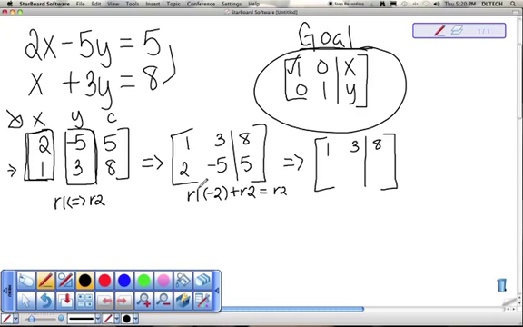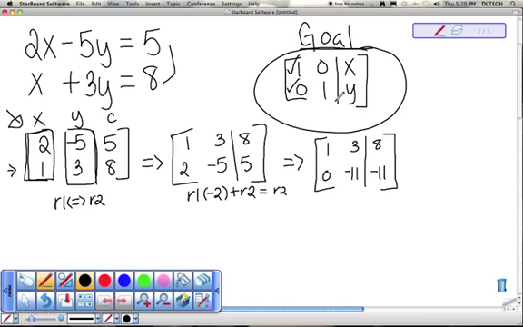Now, 1 times -2 is -2, and you add that to the 2, and that's a 0. 3 times -2 is -6, and you add that to -5, and that gives us a -11. -2 times 8 is -16, add that to 5, and that's a -11. So now our step 2 is done.